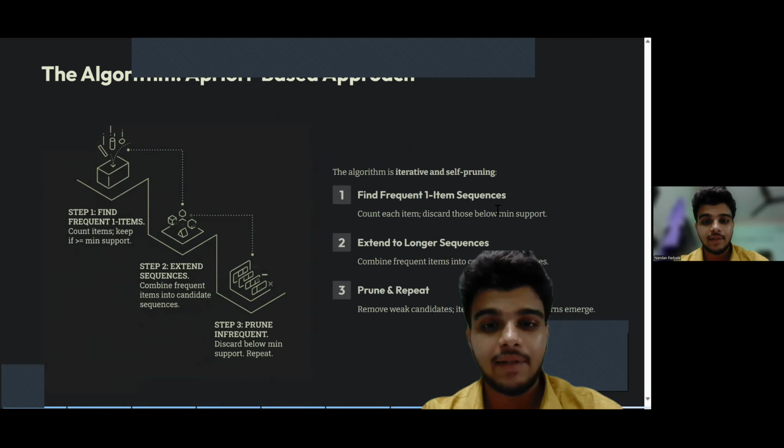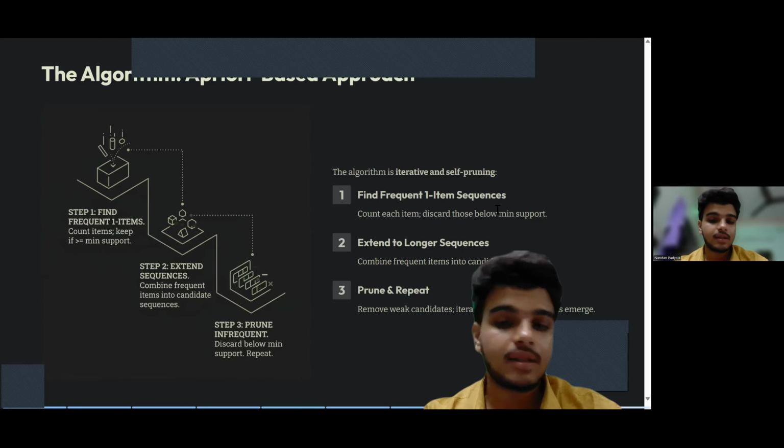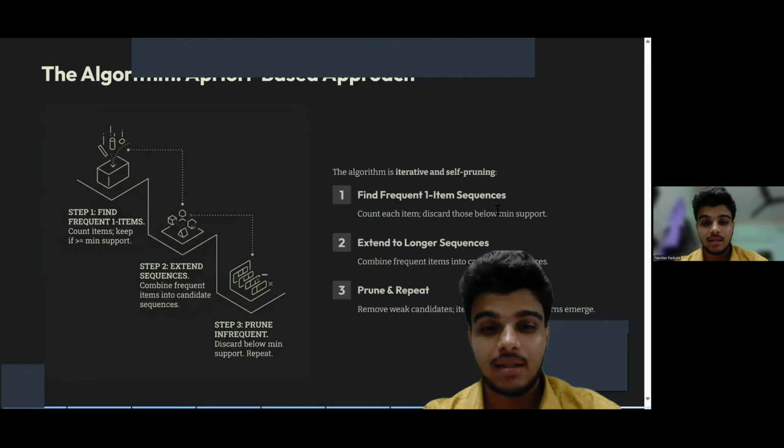First, we identify the frequent individual items. Then we combine them to form longer sequences. After that, we eliminate sequences that do not meet the minimum support. This process is repeated until no more valid sequences can be generated. It's an efficient way to discover patterns step by step.